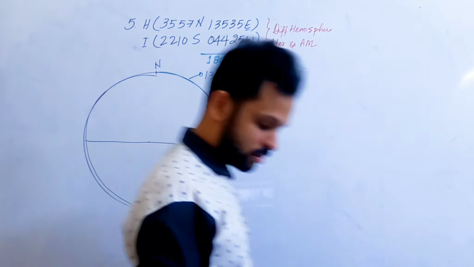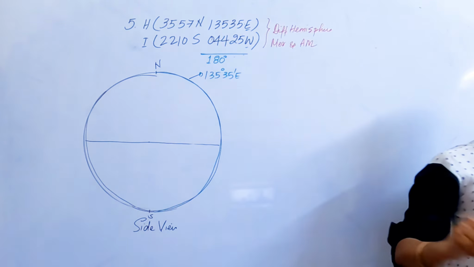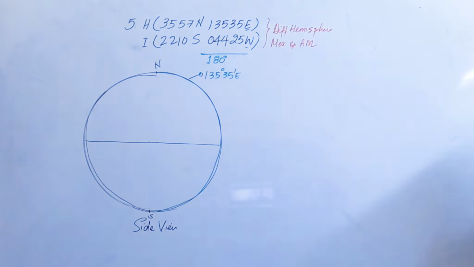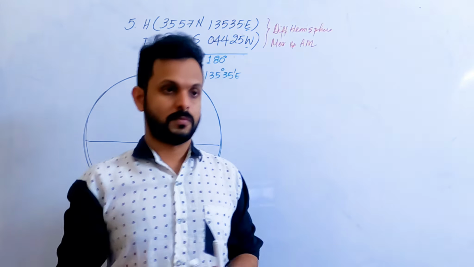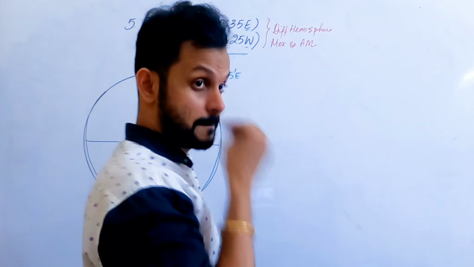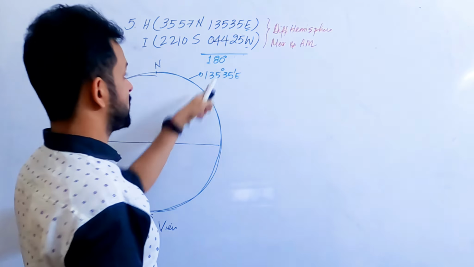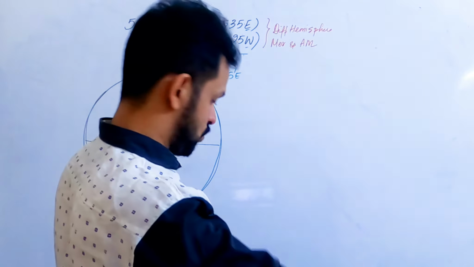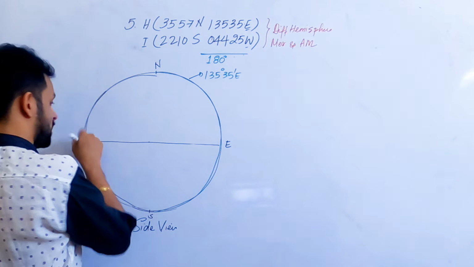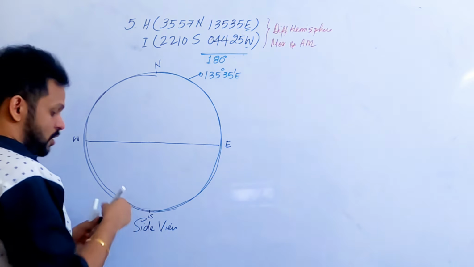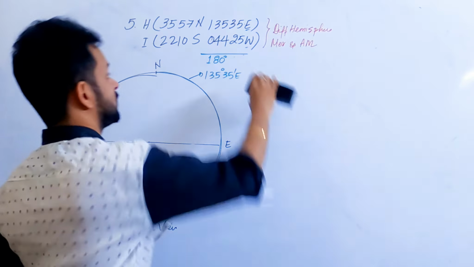Now, is it really possible? Can I take the meridian to my right as 135.35 east? Yes, that's what I'm taking. The one to the right is 135.35 east. So, what direction is this? This is the east. This is west. Because the Earth is rotating from west to east, and north and south. So, I've taken here 135.35 east.